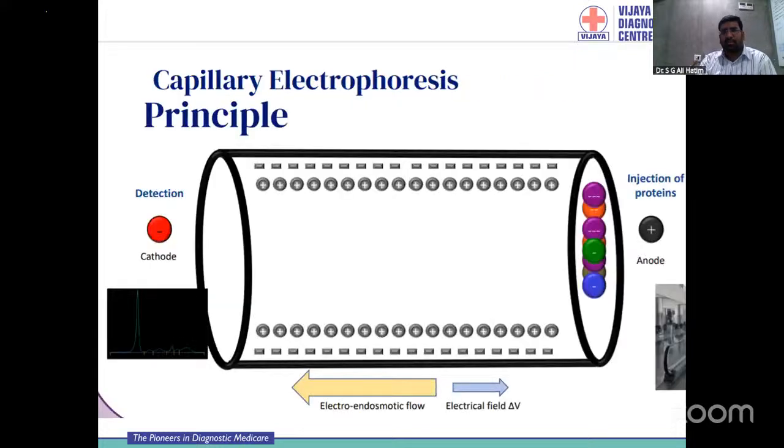So this diagram shows the principle. Where is the injection point of protein? What is the flow of the electric field? And you can see the electroosmotic flow also, the cathode and the anode. This is the place where injection of protein occurs, then the separation occurs, with the flow of the electric field. Because of the charge and particle size, these proteins migrate at different speeds, and ultimately we get an electrophoregram like this.